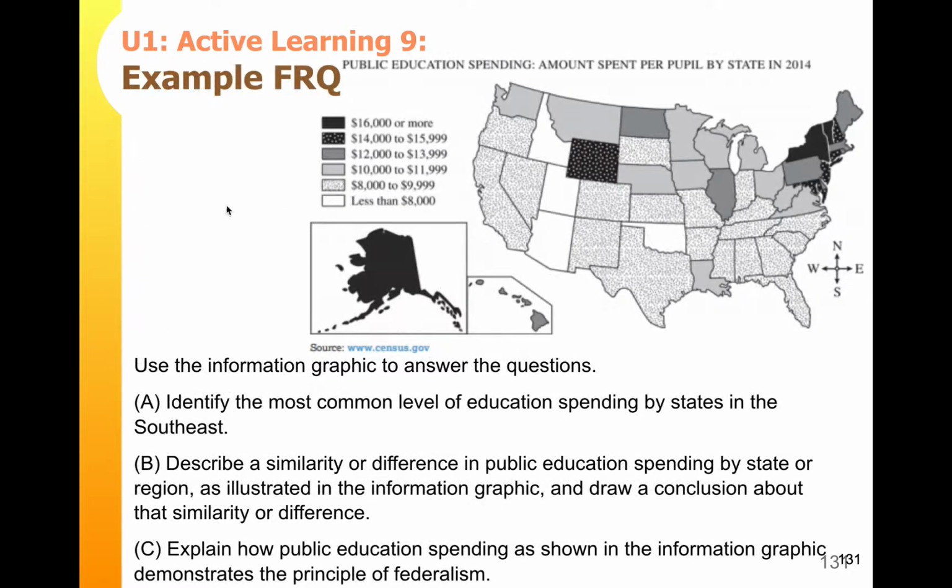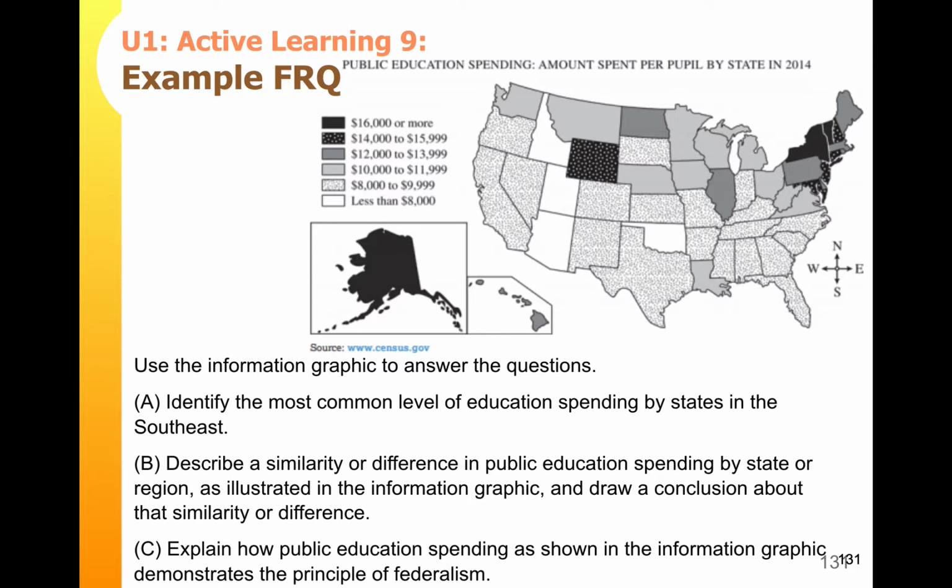Here's an example of a question, and this is the one we're going to do in class. You've got a chart of data up here that says public education spending, amount spent per pupil by state in 2014. There's a legend so you can see the various shadings for each state, and that gives you an idea of how much spending each state has done, at least in 2014. So for question A, you have to identify the most common level of education spending by states in the Southeast. So you need to know which states comprise the Southeast on this map, and then can you read the legend to figure out what the most common spending choice is.